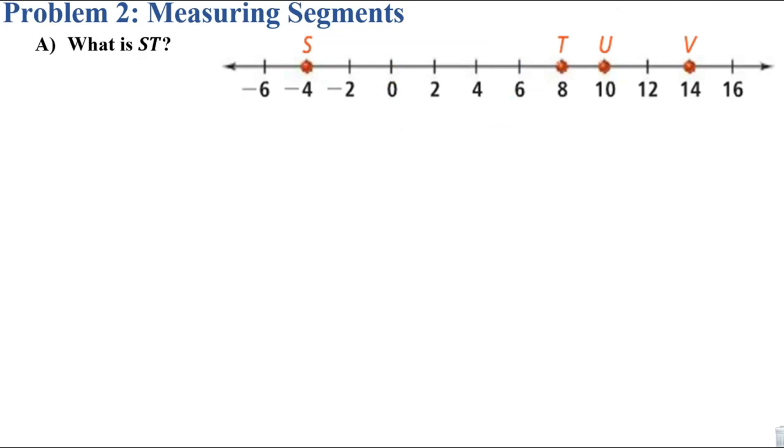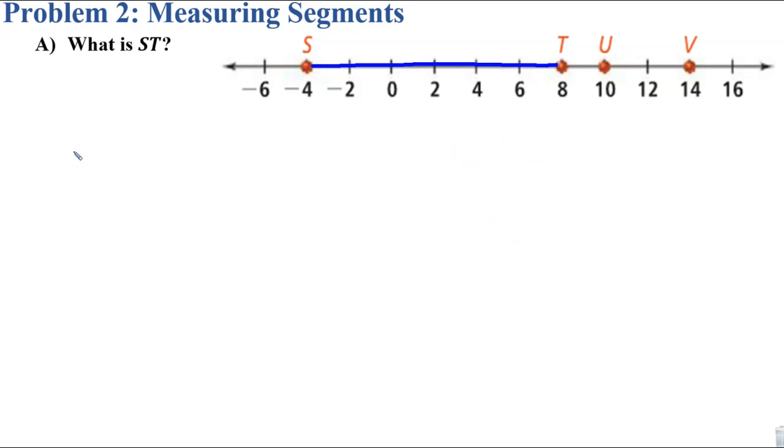So problem 2, we're measuring segments. Part A wants to know what is ST. Okay, remember when I say what is ST, that means the length from S to T along this number line. So the length of that segment. And basically a number line is going to work like a ruler, except with a number line, instead of starting at 0, I can go into negative values. Okay, I could have a segment that runs just between positive values. That's kind of the point of that equation we just gave you, to kind of make calculations easier.